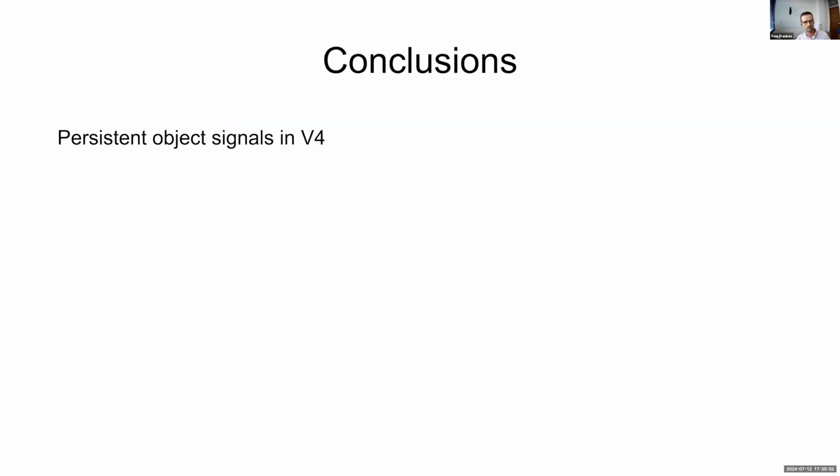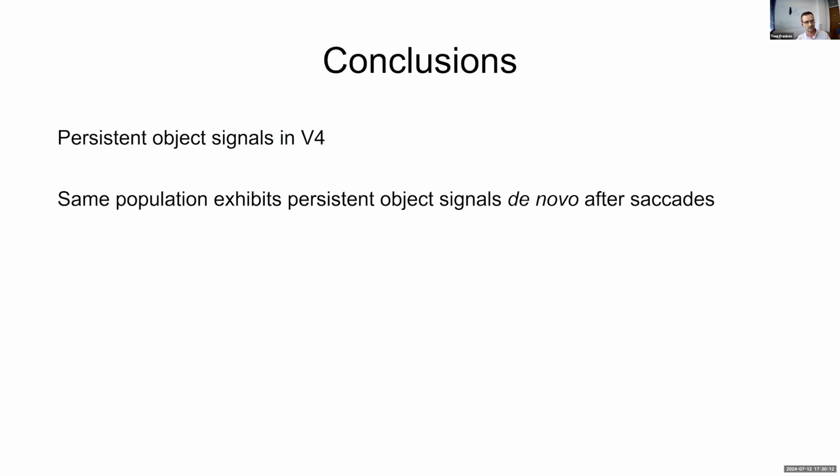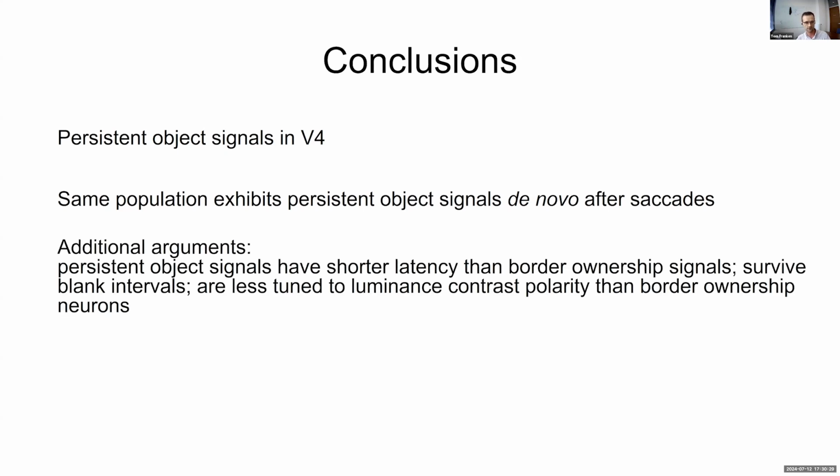So to conclude, I showed you data that indicates that indeed there are persistent object signals in V4, which is consistent with the presence of grouping cells, and that the same population of cells also shows these persistent object signals after saccades bring ambiguous borders onto their receptive field. I didn't have time to talk about a few other arguments that we have that support the existence of grouping cells in V4. Briefly, the latency of these grouping cells is short enough to act as a feedback source to establish border ownership in V2. We find that the latency is 10 to 30 milliseconds shorter than the latency that has been reported for V2 border ownership signals.